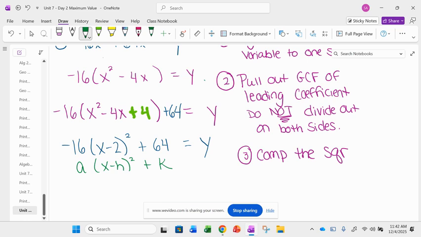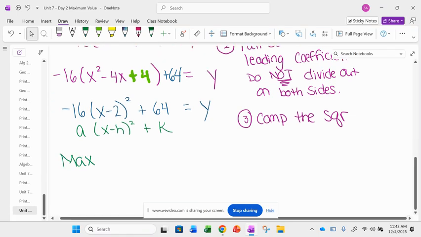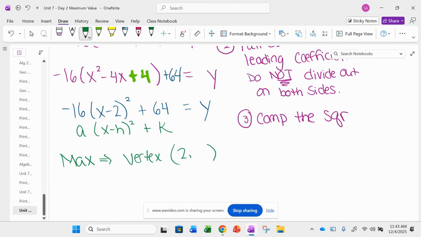Is this a maximum or minimum? This is absolutely a maximum because it's frowning, right? It's opening down. What is going to be the maximum point? Yes, the maximum point is going to be the vertex. And that vertex is positive 2, comma, positive 64.